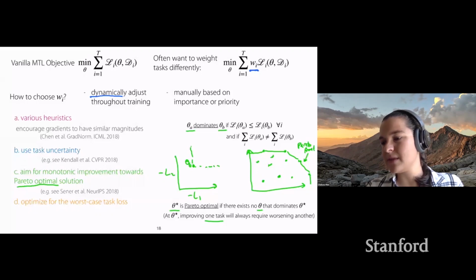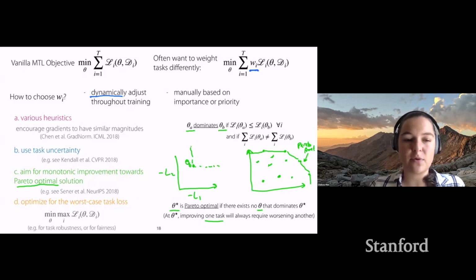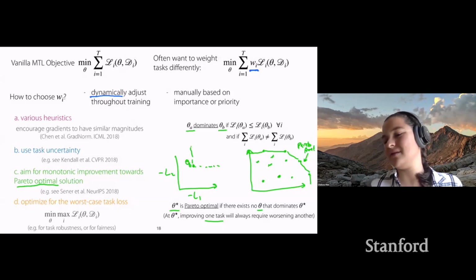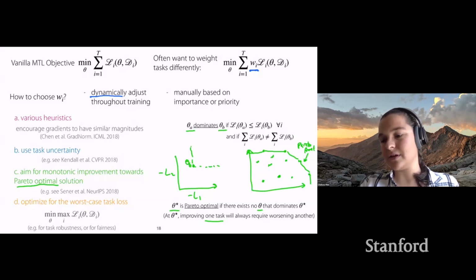Okay, and then the last thing that you could do for weighting tasks differently is to optimize for the worst case task. This looks like an objective like this, where you're optimizing over your parameters and taking the worst case i, and only optimizing for that one. So this will take the task that's performing the worst and only optimize that loss. The reason this makes sense is that if you want to be robust to the task that you might see at test time, and you imagine that you might be seeing the worst case task at test time, then this is a good thing to do.